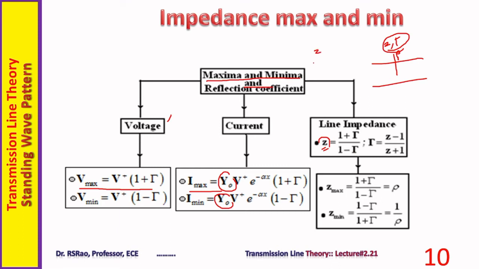Note small z means it is normalized impedance. Small letters indicate that it is normalization. Bold face Z means it is complex quantity. Similarly, gamma also. Gamma here is bold face, means it is complex quantity. So relation between z and gamma is z equal to 1 plus gamma by 1 minus gamma. Gamma is z minus 1 by z plus 1. Z max is 1 plus magnitude of gamma by 1 minus magnitude of gamma. Here it is simply magnitude. Z minimum is 1 minus gamma by 1 plus gamma. It is 1 by rho. Rho is standing wave ratio.